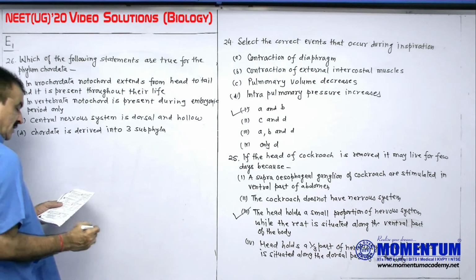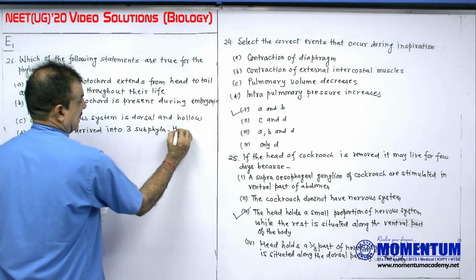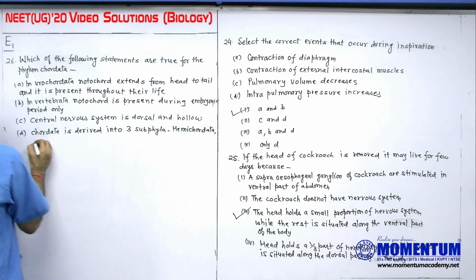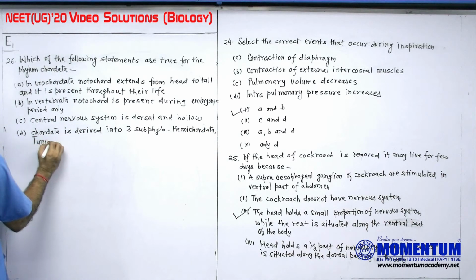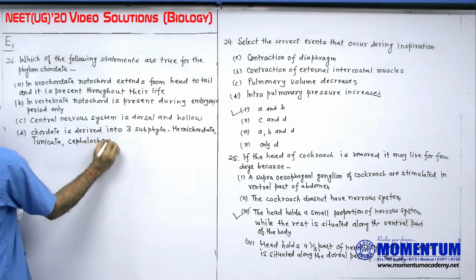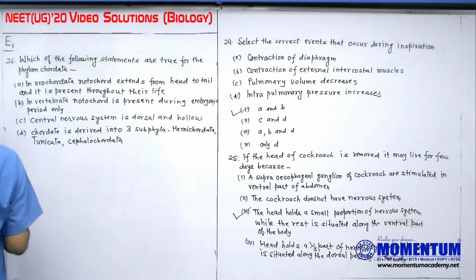Hemichordata, Tunicata, Cephalochordata. So out of these three options, the fourth one is correct. It is divided into this. In Vertebrata and the Urochordata, they are wrong answers.